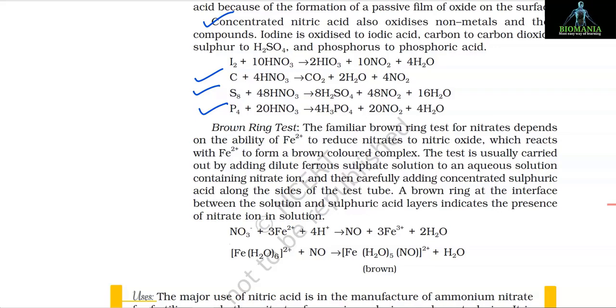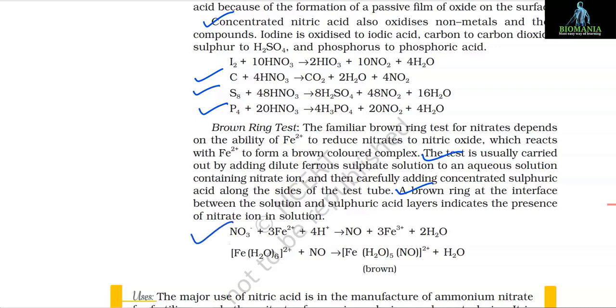Brown ring test. The familiar brown ring test for nitrates depends on the ability of Fe2+ to reduce nitrates to nitric oxide, which reacts with Fe2+ to form a brown colored complex. The test is usually carried out by adding dilute ferrous sulfate solution to an aqueous solution containing nitrate ion and then carefully adding concentrated sulfuric acid along the sides of the test tube. A brown ring at the interface between the solution and sulfuric acid layers indicates the presence of nitrate ion in solution.